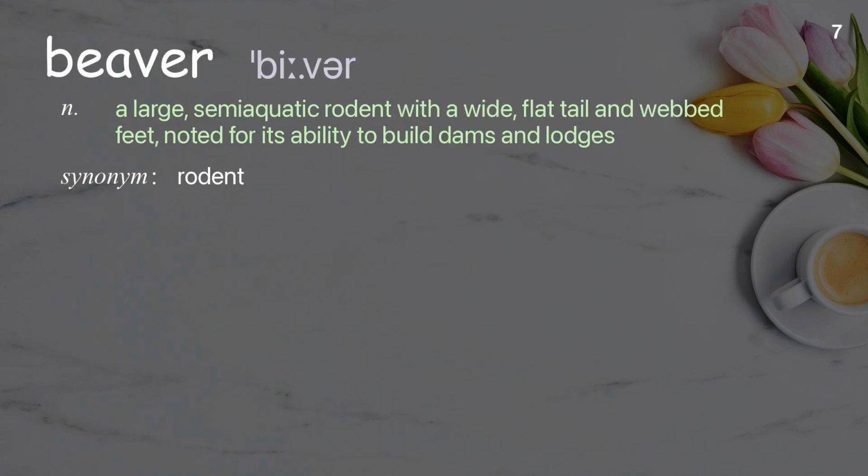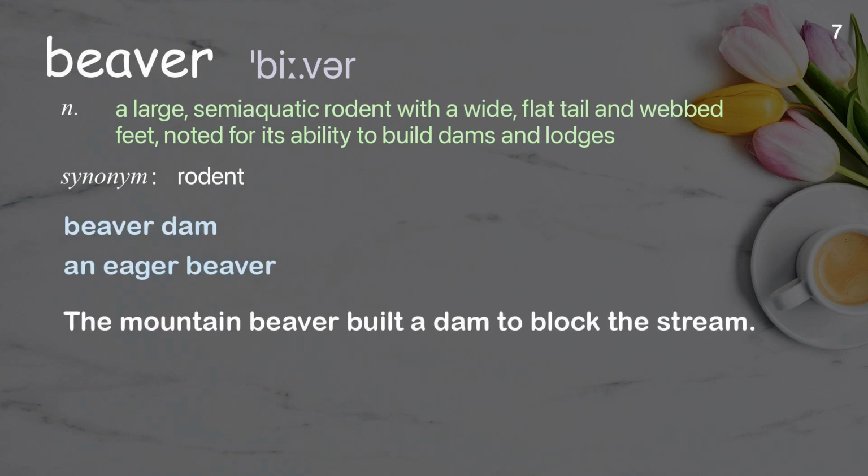Beaver. A large, semi-aquatic rodent with a wide, flat tail and webbed feet, noted for its ability to build dams and lodges. Examples: beaver dam, an eager beaver. The mountain beaver built a dam to block the stream.